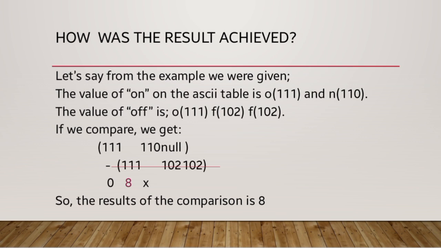So minus 111, which represents the O in off, 102, which represents the F in off, and 102. Remember, the third column has no operation to be performed. So we are just going to ignore that third part, okay? So when you perform a minus on them, that is just a decimal arithmetic operation, what you're going to get is 8. So the result is going to be 8. Let's take another example.